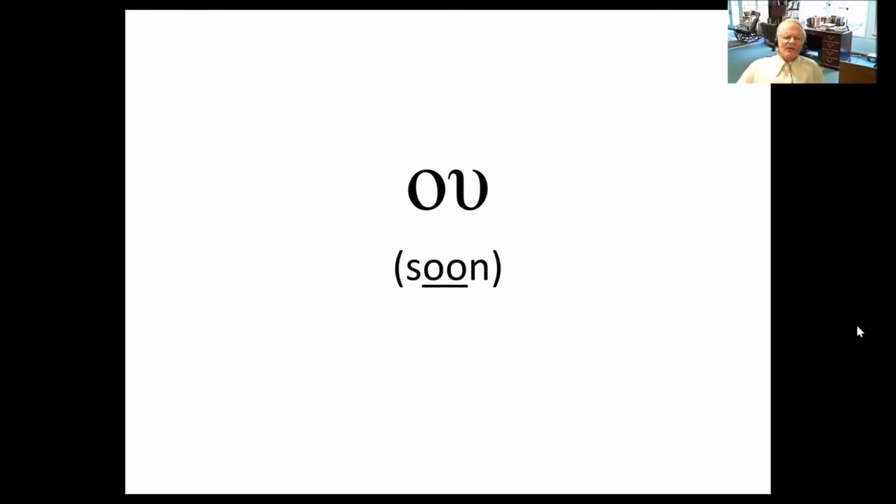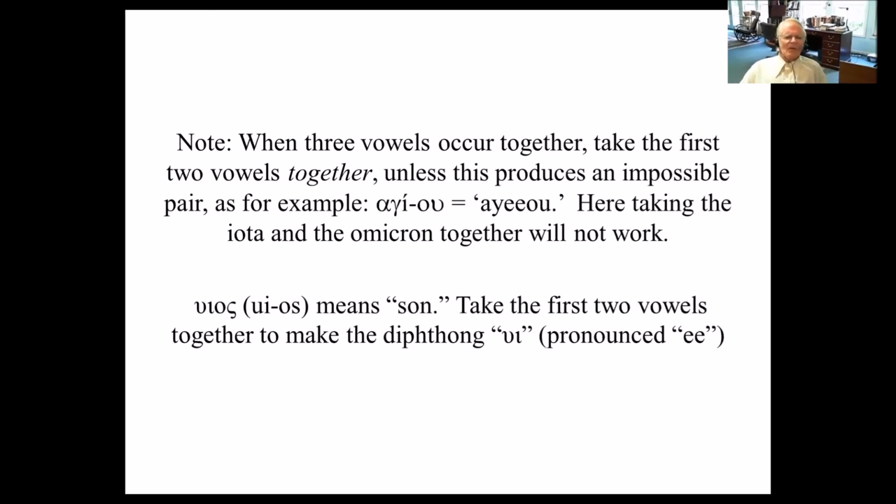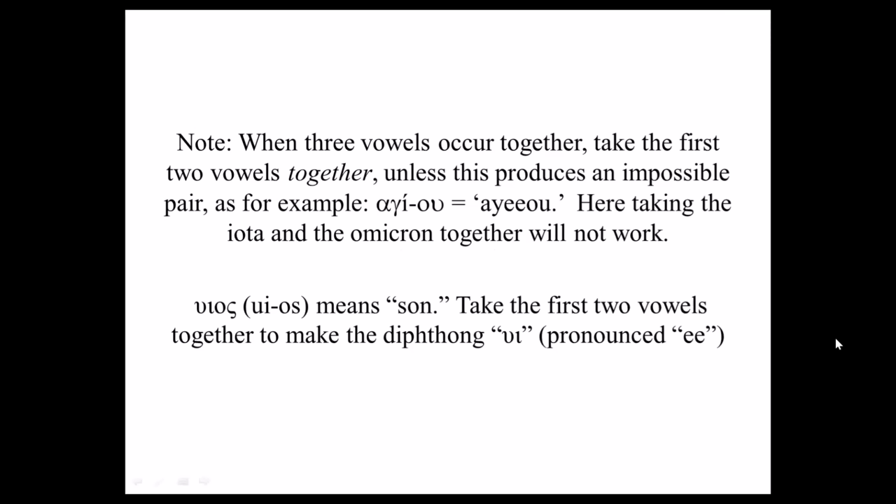Okay, the OU is going to be oo. Omicron upsilon is a diphthong sounding like ooh. When three vowels occur together, take the first two vowels together, unless this produces an impossible pair. As an example, you've got a form of the word for holy. You've got I, O, and U, all three. Take the first two vowels together. Here, taking the iota and omicron together will not work. You can't have iota and omicron, io. So you separate as I-U.